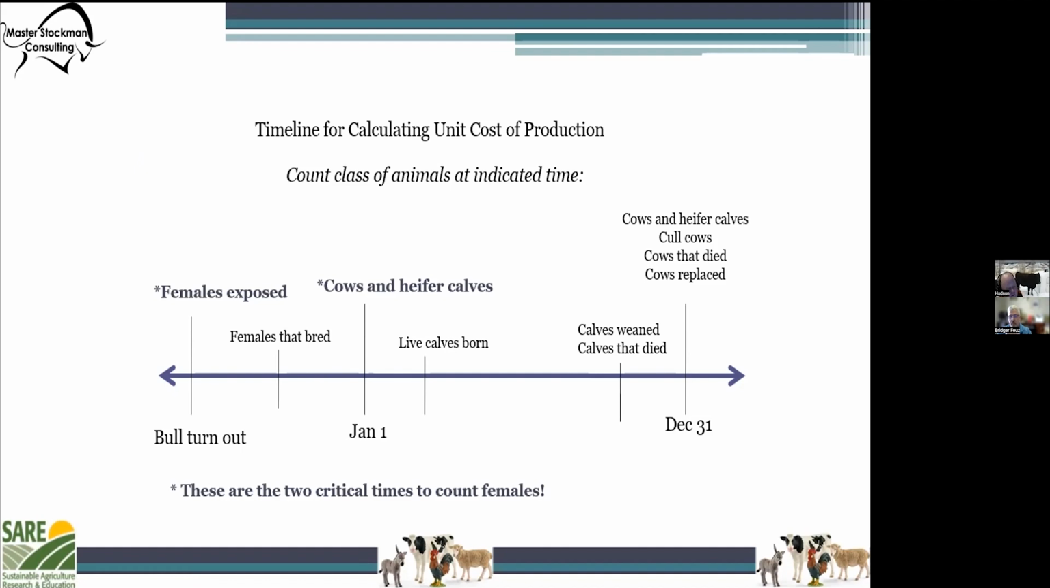So we go through this little thing. We want to know females exposed, females that are bred. How many cows and heifer calves do we have on January 1st? How many of those cows and heifer calves had a live calf? And then how many calves weaned? Think about those two things right there. How many live calves were born? And then how many did we wean? We might be losing a whole bunch of calves to summer fever or to predators up on forest during the summer. And if we are, we want to know those things. And then the last thing, on December 31st, cows and heifers, cull cows that needed to be replaced.